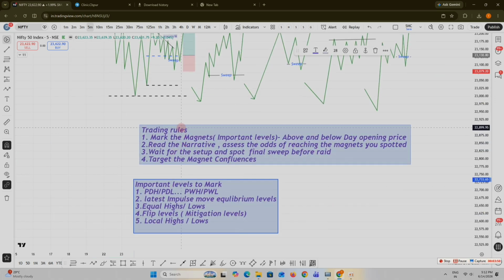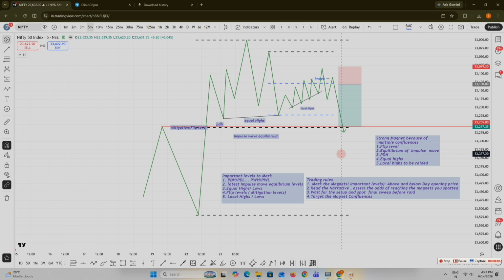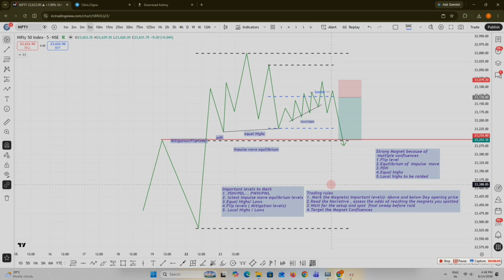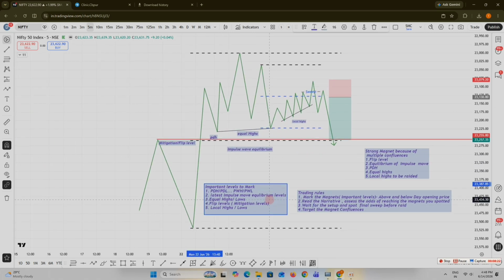These are the trading rules, and these are the important levels to mark every day. So these are the details of my setup. Whenever I mark important levels, whenever I see any important setup, I'll be posting my observations in brief videos from now on. Thank you.